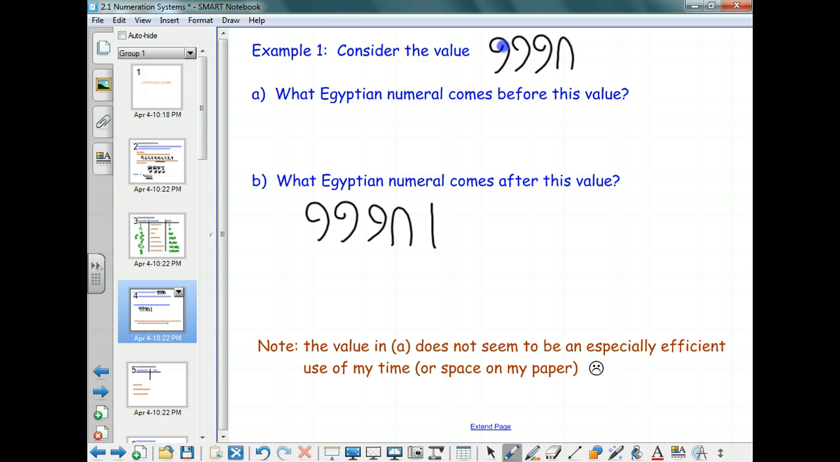And if I had some numeral and I was trying to go backwards and I wanted to take one off of a single staff, I just remove a single staff. But part A, which is asking me to go backwards, doesn't have a staff to remove, does it? So what am I going to do?